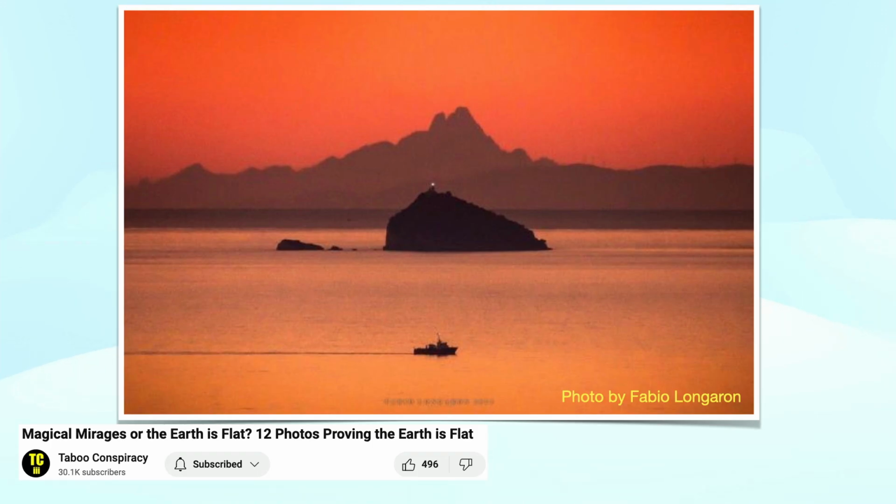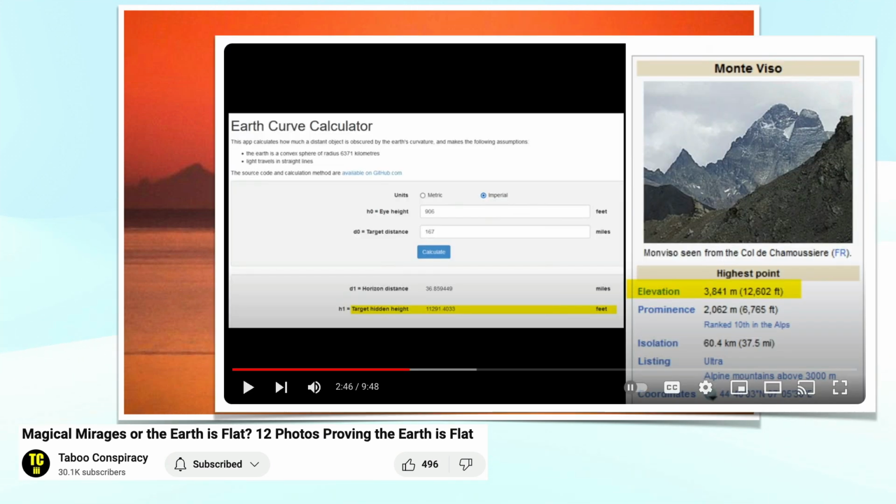Now Ben's video begins in earnest with this image from Fabio Longaron of the Italian mountain Monte Viso, or Monviso. Ben uses GitHub's Earth Curve Calculator and includes an image from the Wikipedia entry. GitHub's calculator does not include atmospheric refraction and assumes that the Earth has no atmosphere.